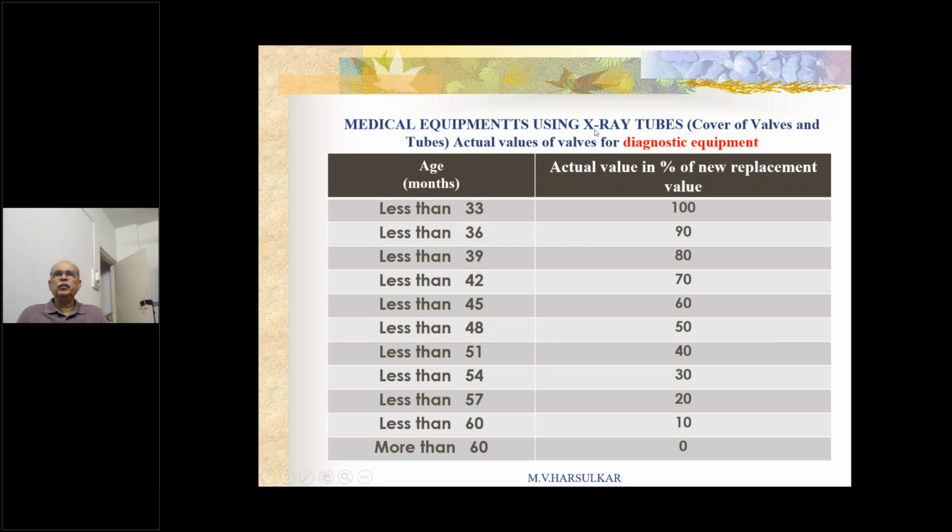Then medical equipment using X-ray tubes: actual values of valves for diagnostic equipment. So for diagnostic equipment here, up to 33 months, that is almost 3 years, less than 3 years, it is 100%. Then it goes on reducing, and at 60 months it's 0. So this is basically diagnostic equipment, not therapy equipment. It's only diagnostic.